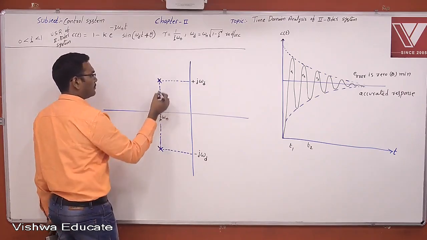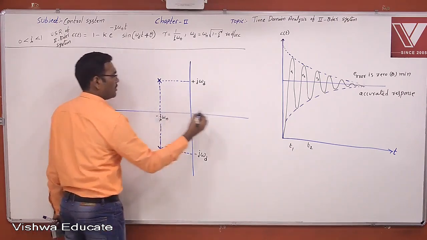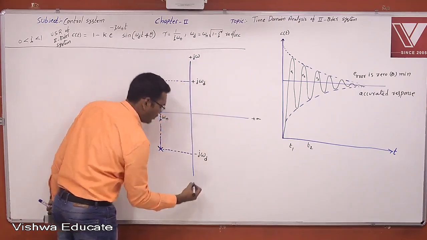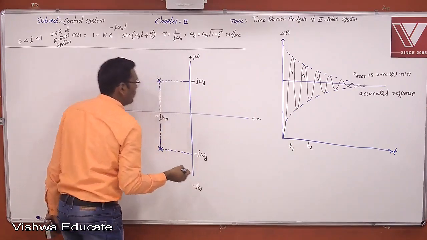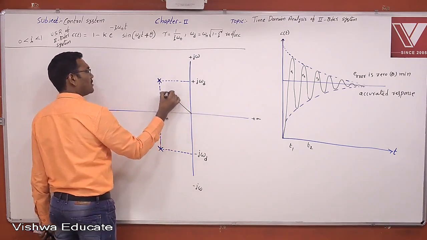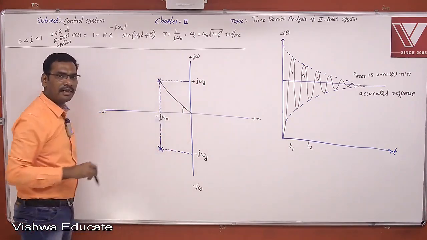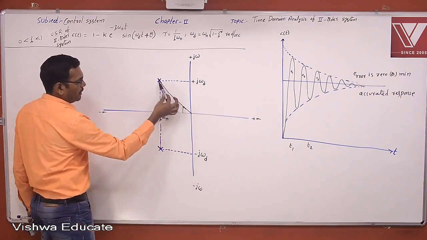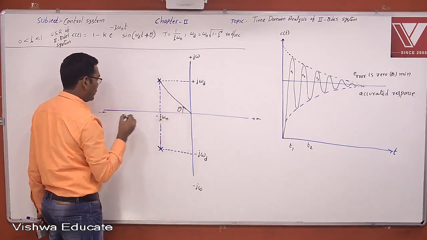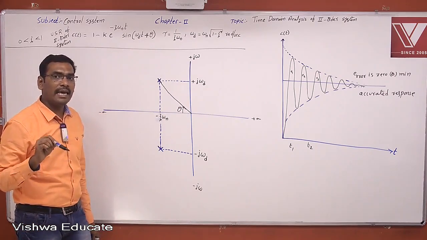Now see here. This is the negative real axis, this is the positive real axis, this is the positive imaginary axis, this is the negative imaginary axis. You know that. Now from the origin, if I draw a vector line to this complex conjugate pole, this vector line will make some angle with respect to the negative real axis. That theta is called the angle of inclination.